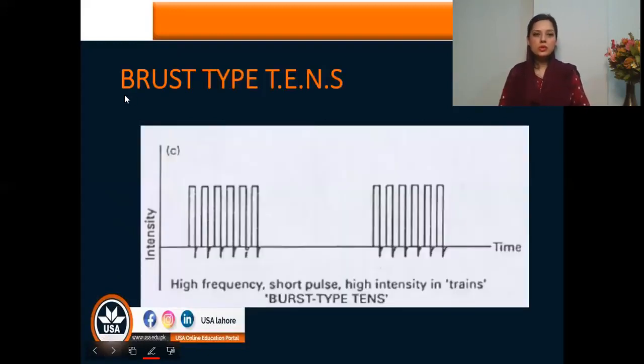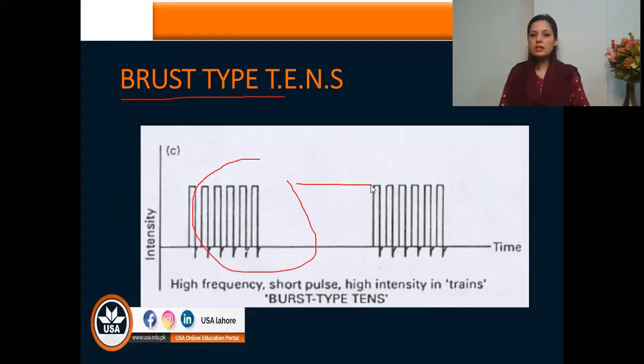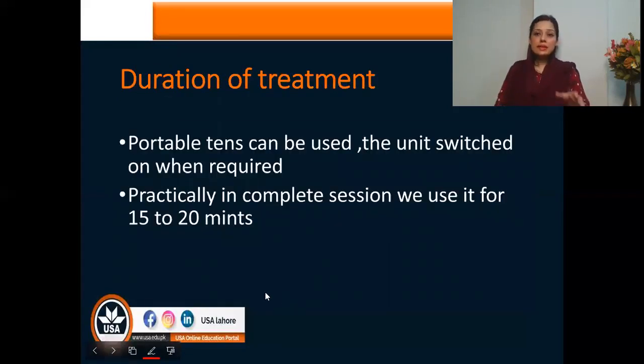And this is another mode of transcutaneous electrical nerve stimulation, that is burst type of TENS, in which you give a train of impulses and then give a rest interval, then give another train of impulses. Let me tell you about the duration of the treatment with TENS. Portable TENS can be used and the unit switched on when required. Practically, for a complete session, you apply it to the patient for 15 to 20 minutes.